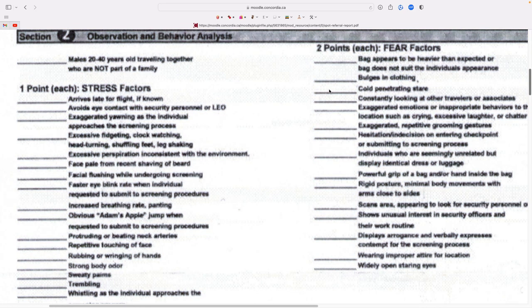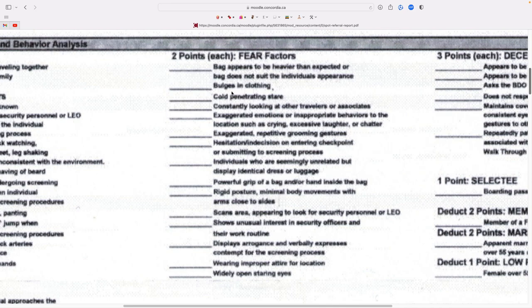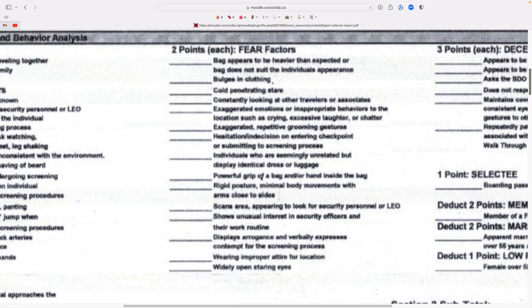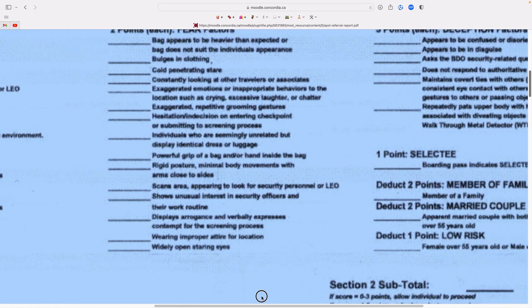Okay, so these are things that get you 1 point. If you arrive late for a flight, if your face is pale from recently shaving your beard, if your face is flushed when you're in the security line, if you're rubbing your hands, if you have bad body odor. These will get you 1 point, and they are meant to indicate whether you're stressed. Fear is another one. If you have bulges in your clothing, a cold penetrating stare, or if you're looking around, paying attention to where the security cameras and security agents are, then they might score it. Widely open staring eyes, so you can see lots of things.